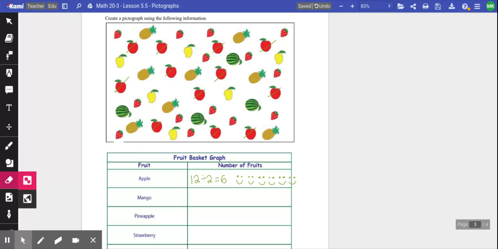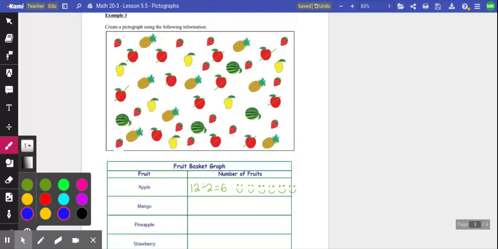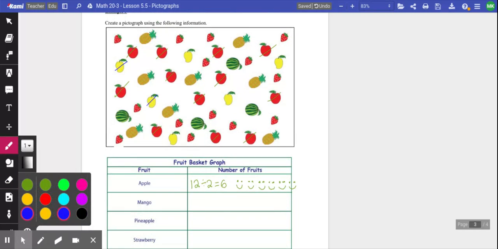So if we look at mango, I'm going to assume that the mangoes are these things. 1, 2, 3, 4, 5, 6. Divided by 2 means I need 3 smiley faces. 1, 2, 3. Pineapples. There's 1, 2, 3, 4, 5, 6, 7, 8 pineapples. Each smiley face is 2, so divide by 2 tells me I need 4 smiley faces. 1, 2, 3, 4.